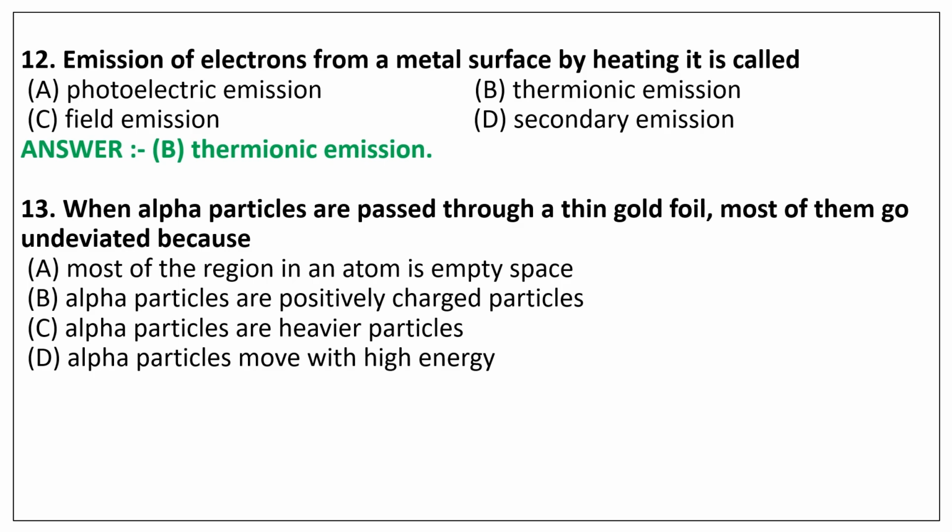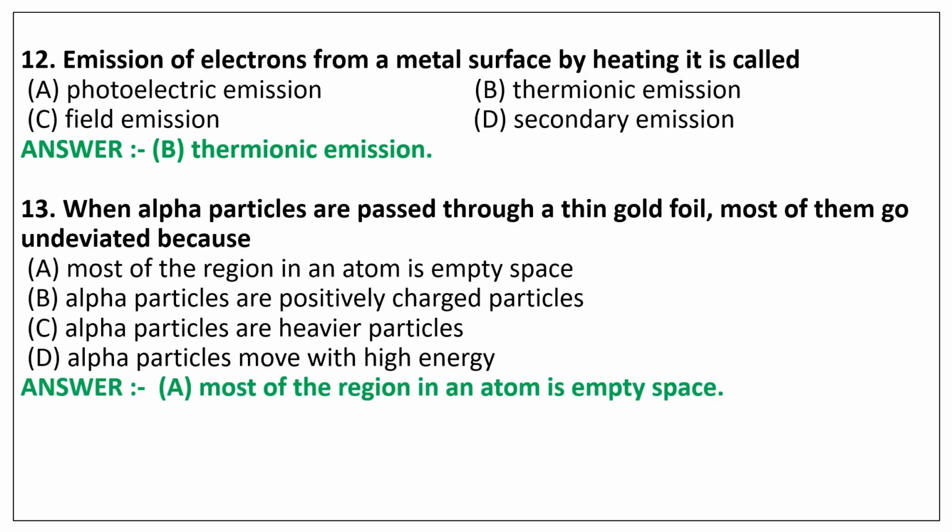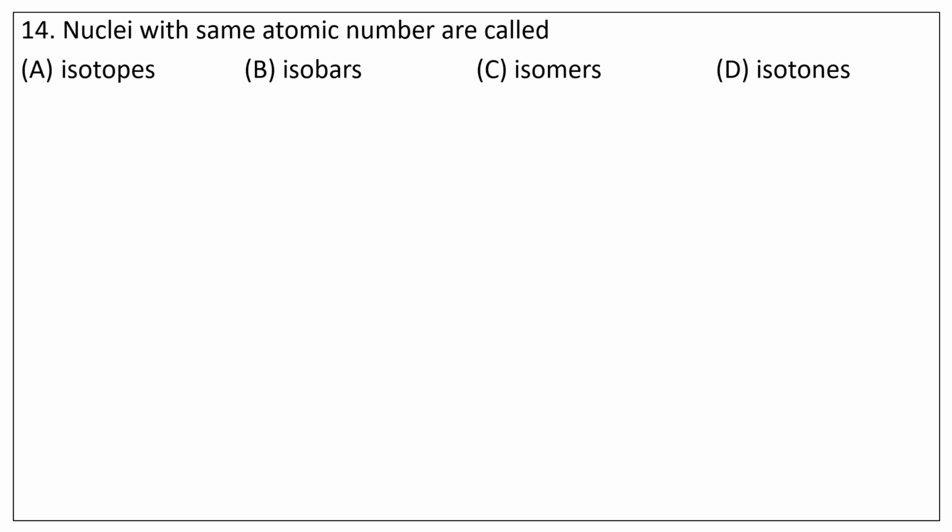Alpha particles are positively charged particles, C. Alpha particles are heavier particles, D. Alpha particles move with high energy. Answer A. Most of the region in an atom is empty space.